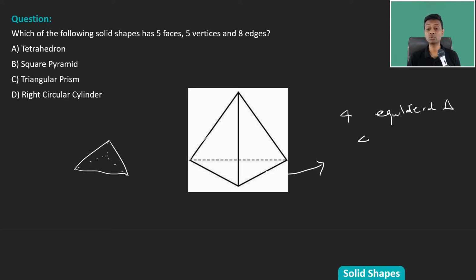So it has 4 faces. We can compute the number of edges, vertices and all that, but 5 faces, 5 vertices, straight away tetrahedron is not that shape. Right. Wonderful. So it has only 4 faces, so we can eliminate that straight away.